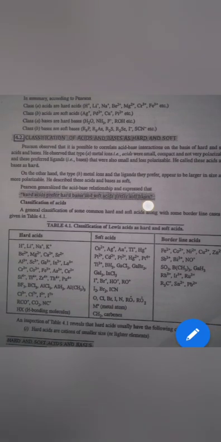Pearson observed that it is possible to correlate acid-base interaction on the basis of hard and soft. He called these acids and bases hard. On the other hand, the type B metal ions and the ligands they prefer appear to be larger in size and more polarizable. He described these acids and bases as soft. Pearson generalized the acid-base relationship and expressed that hard acids prefer hard bases and soft acids prefer soft bases. Classification of acids: a general classification of some common hard and soft acids, along with some borderline cases, is given in the table.